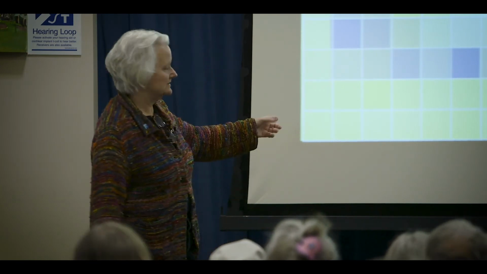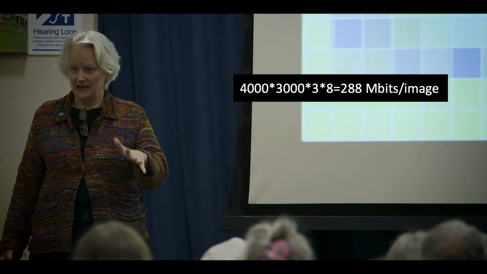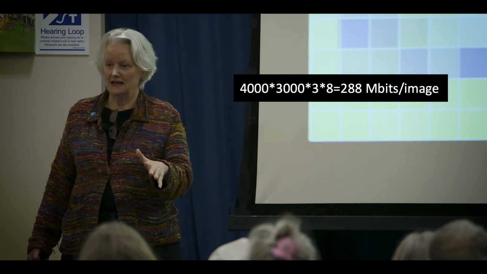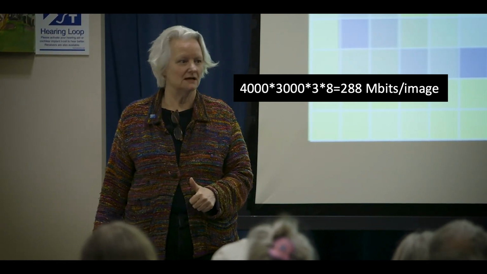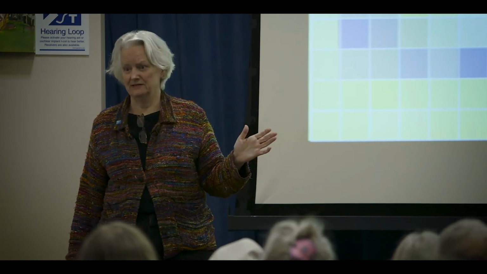Now let's think about that. How big is your regular iPhone picture? A standard iPhone picture has about 4,000 pixels by 3,000 pixels. That makes 4,000 times 3,000 times 3 times 8. That's about 288 megabits, mega 10 to the 6th bits per image. That's why it takes up so much space on your computer. So images take a lot of bits.